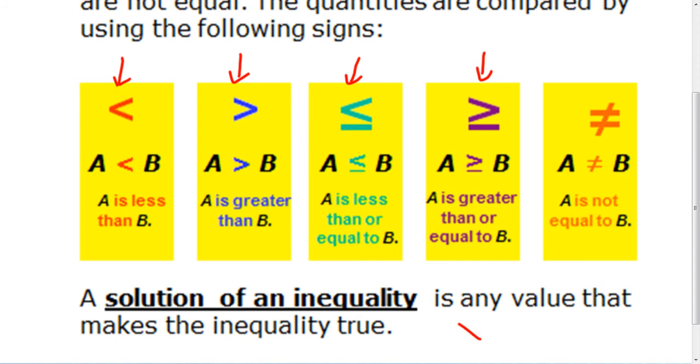So if I have x is less than 4, then any value which makes that inequality true is a solution, which means x could be any value, like 3 or 2 or 1. All those values are less than 4, and they make the inequality true. So does 3.5. So does 3.6. We're going to discuss that in further detail, but what I want to do is remind you of some things about inequalities.